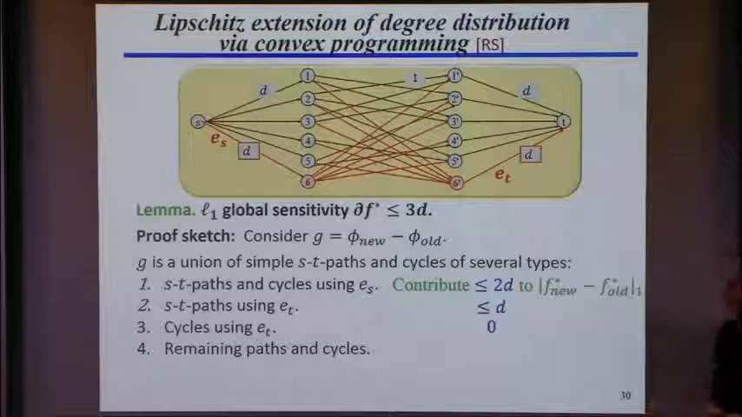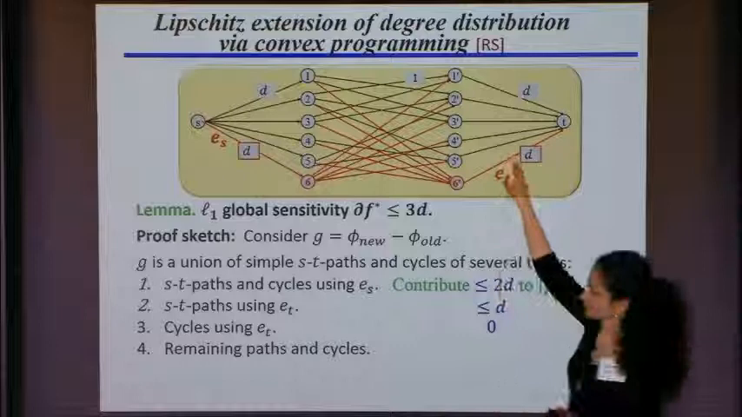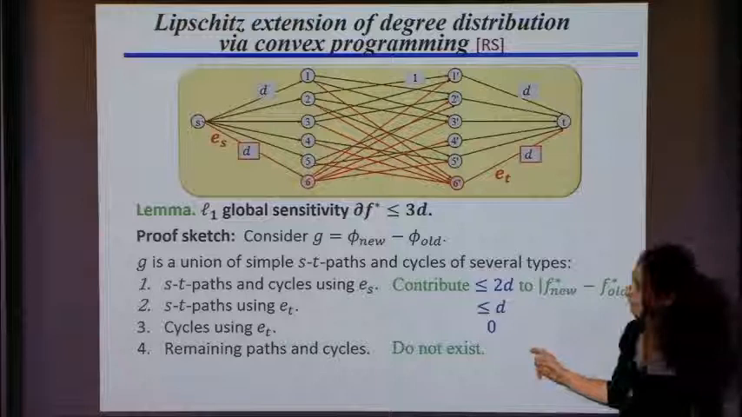And so there are paths and cycles which don't use these two new edges. It turns out you can prove that they don't exist, and you can prove it using the strict concavity of the function.